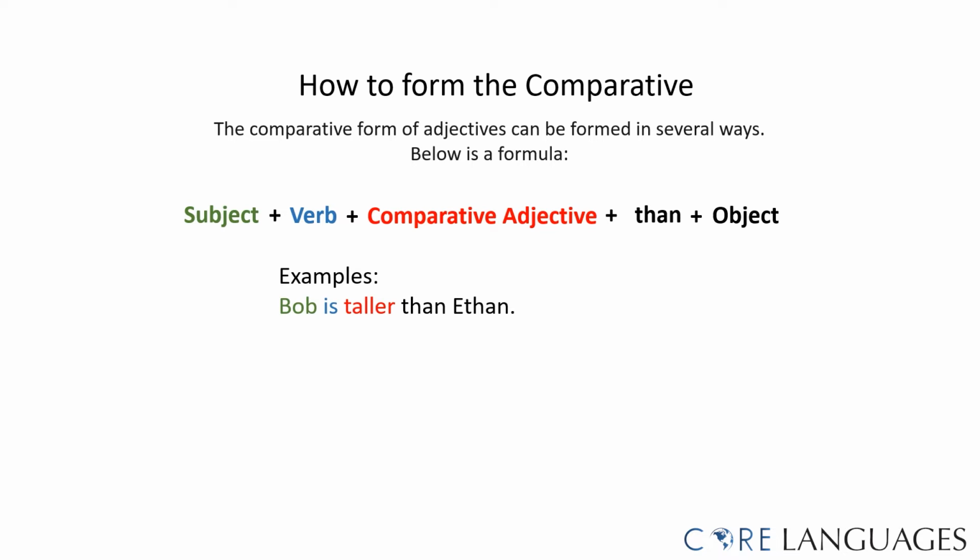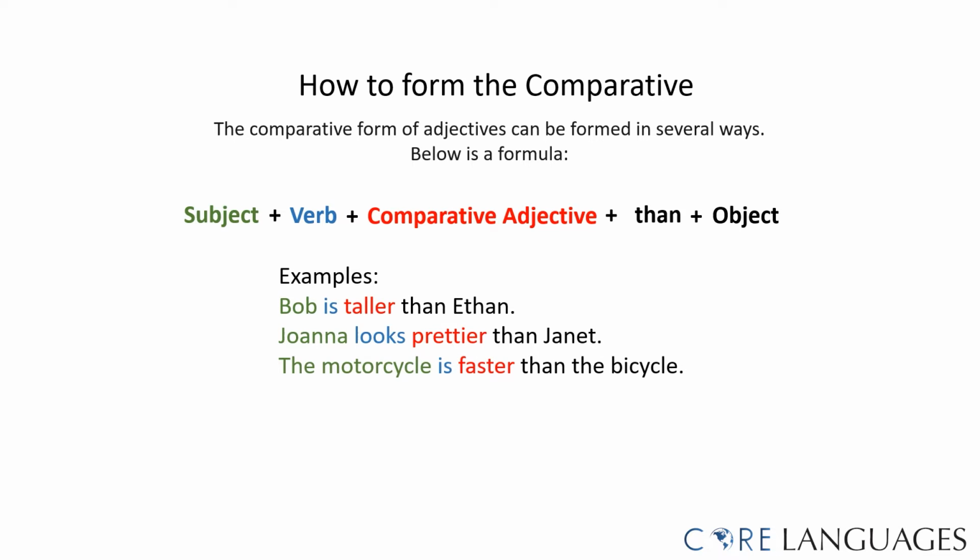For example, Bob is taller than Ethan. Bob is the subject, is the verb, taller is the comparative adjective, than is used to compare Bob to Ethan. Ethan is the object. Joanna looks prettier than Janet. The motorcycle is faster than the bicycle.